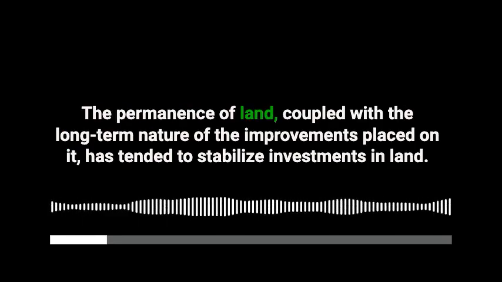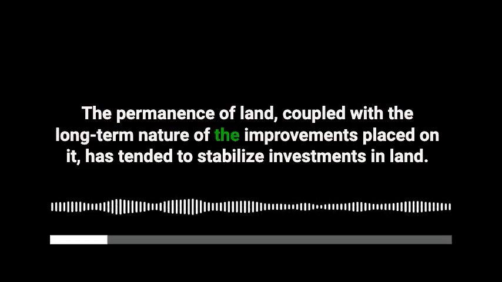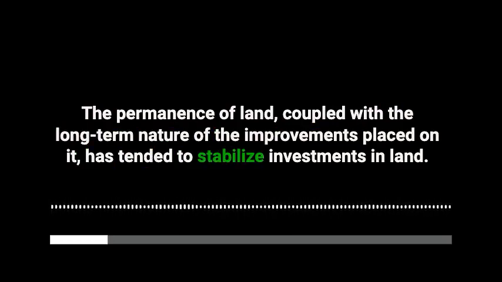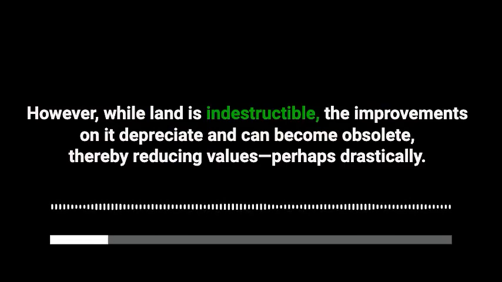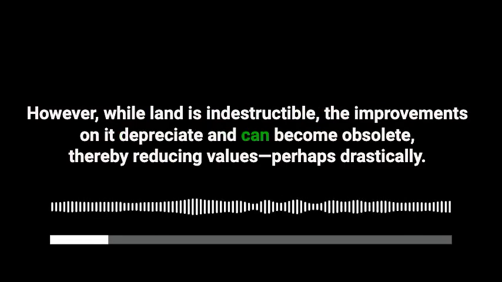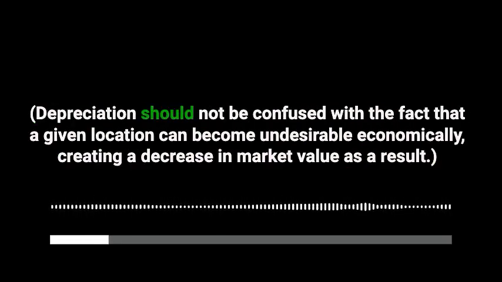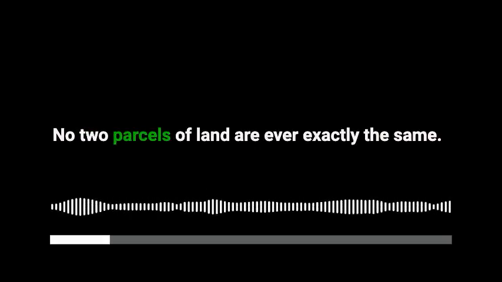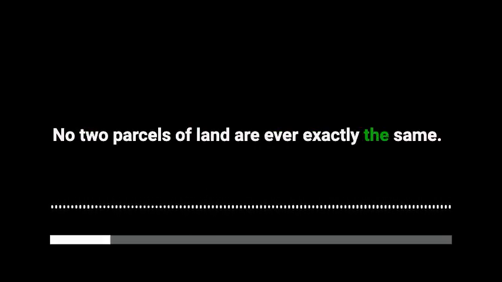Because land is immobile, the rights to use land are more easily regulated than are other forms of property use. Indestructibility. Land is durable and indestructible. The permanence of land, coupled with the long-term nature of the improvements placed on it, has tended to stabilize investments in land. However, while land is indestructible, the improvements on it depreciate and can become obsolete, thereby reducing values, perhaps drastically.